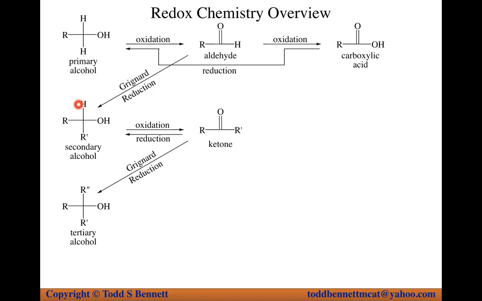A secondary alcohol can undergo oxidation up to a ketone. It can lose this H and gain a bond to this O for 2 bonds to O. It can also undergo a Grignard reduction and go to a tertiary alcohol. And so it's kind of seeing this big picture, knowing your reactions go in the forward direction and reverse direction. And so filling it in chart style hopefully will help in that synthesis concept.